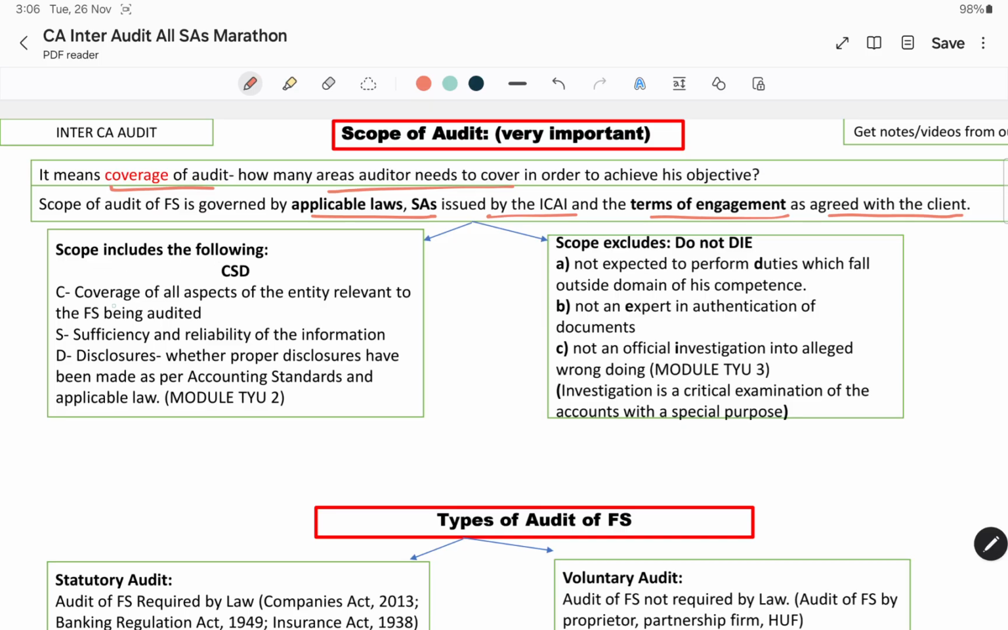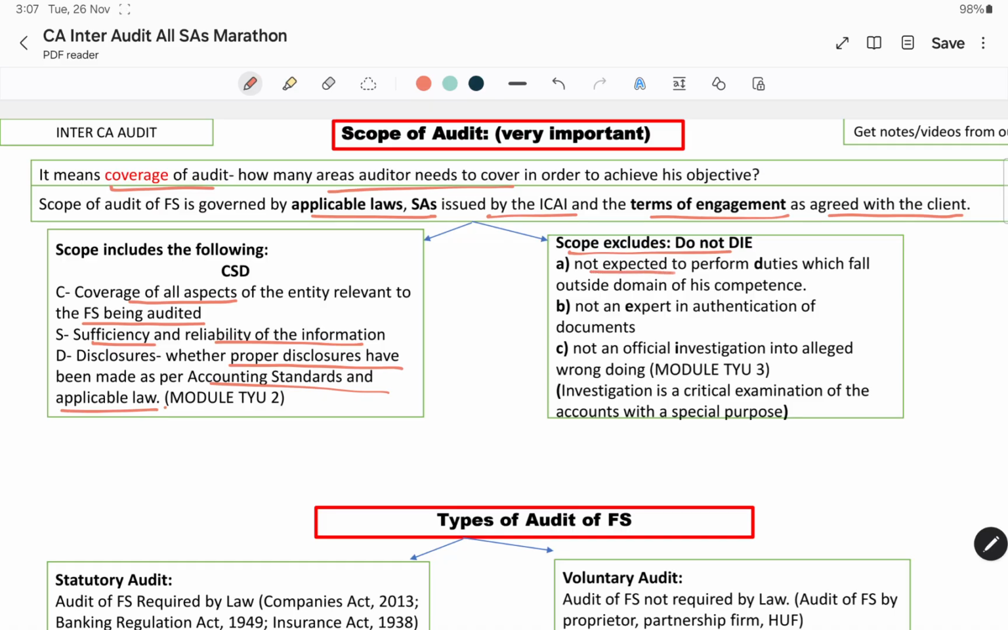Scope includes the following: coverage of all aspects of entity relevant to financial statement being audited, sufficiency and reliability of the information, and disclosure, whether the proper disclosures have been made as per the accounting standard and applicable laws. Scope exclude, which is not included in scope.